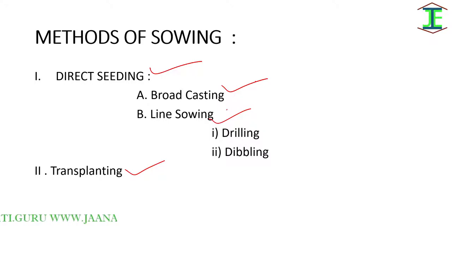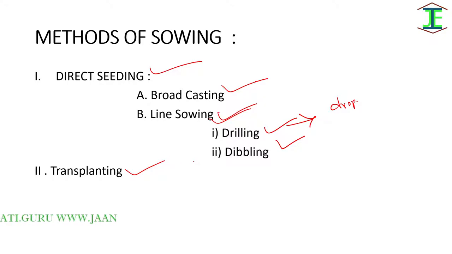Next is line sowing. In line sowing, we have two types, drilling and dibbling. In drilling, we drop the seeds with the help of implements. But in dibbling, we place the seeds in the field at the cross markers, with the help of markers. Next is transplanting.